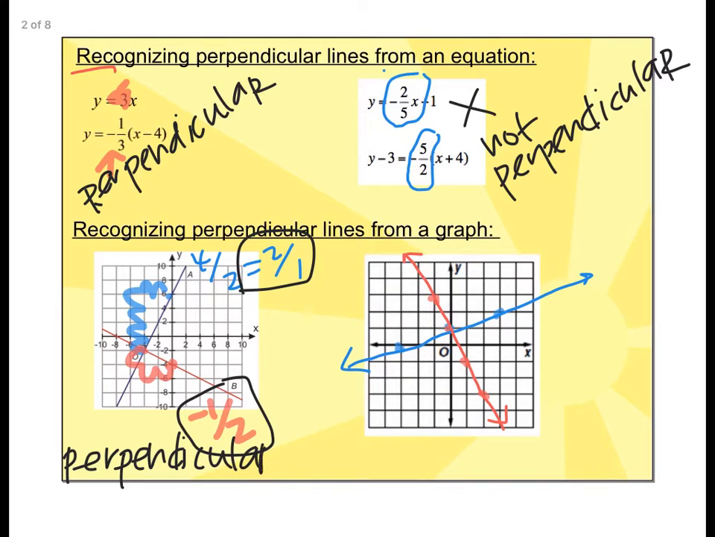Let's check our second one. And I always tell kids, don't just assume anything, always check. So let's check our blue line. I have to go up 1/3, so it looks like my slope is 1/3. Pink line, I need to go down 2/1, so it's -2/1. Opposite sign, but they are not reciprocals, so that is not perpendicular.